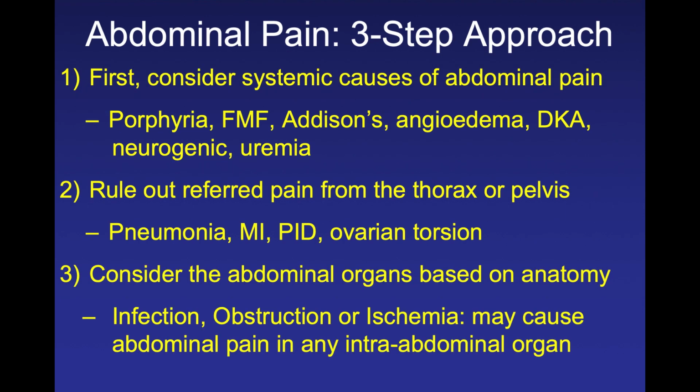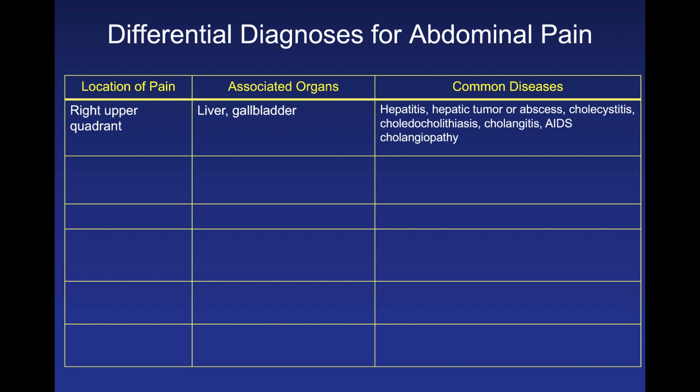The most helpful approach, however, is to consider the abdominal organs based upon anatomy, and always think about infection, obstruction, or ischemia as you work through the location of the organs and why they may be having the pain. So let's walk through this given the following grid. The first thing to think about is the location of the pain.